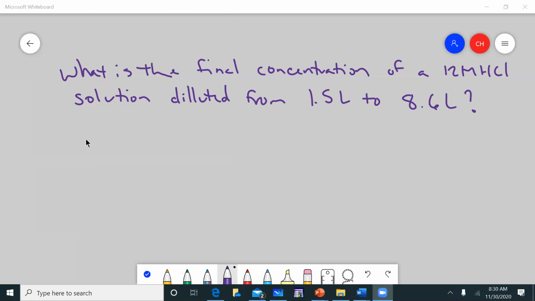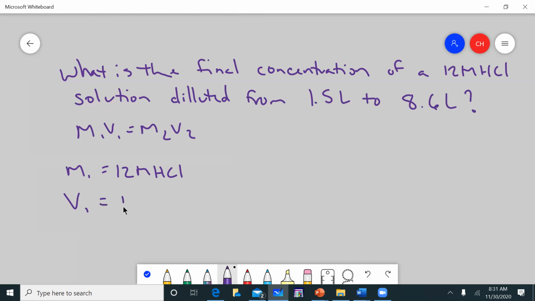All right, so looking at this problem, it's talking about diluting a material. So we're just talking about hydrochloric acid and we're diluting it, so we don't need to do anything more complicated than M1V1 equals M2V2. So my M1, and this is my initial concentration, which is 12 molar. Specifically, it's HCl. My V1, well, it says I started with 1.5 liters.